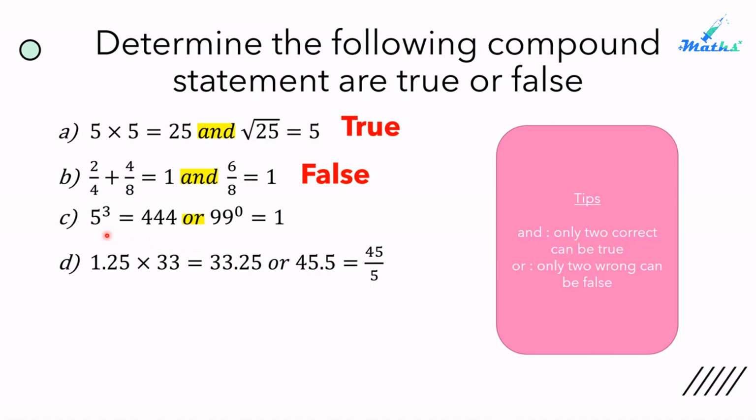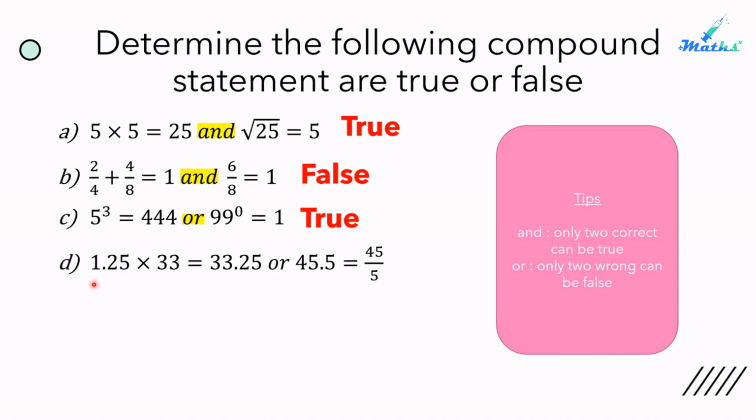So the next question, 5 power 3 equal to 444. This is false, not correct. So here I use "or", and 99 power 0 equal to 1. This is true. So here you will get true, because only two wrong can be false. So here is 1 wrong only, so you will get true.